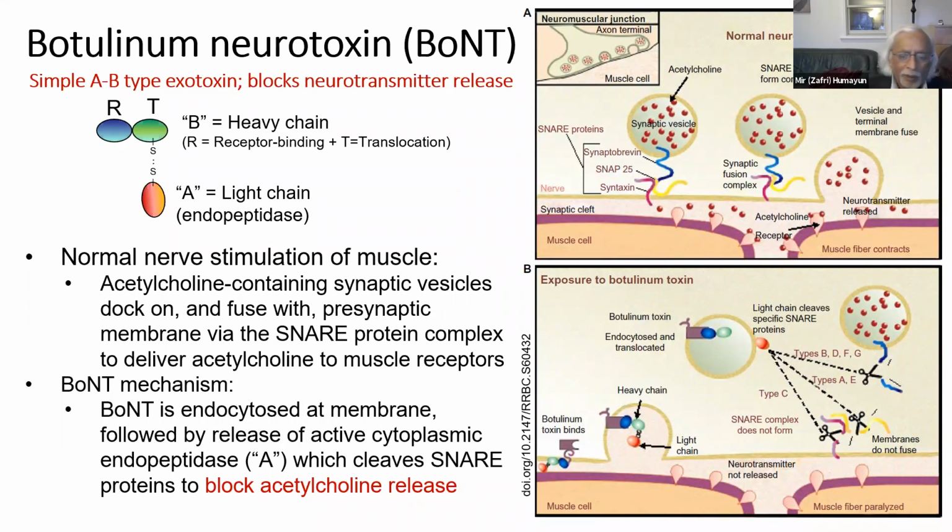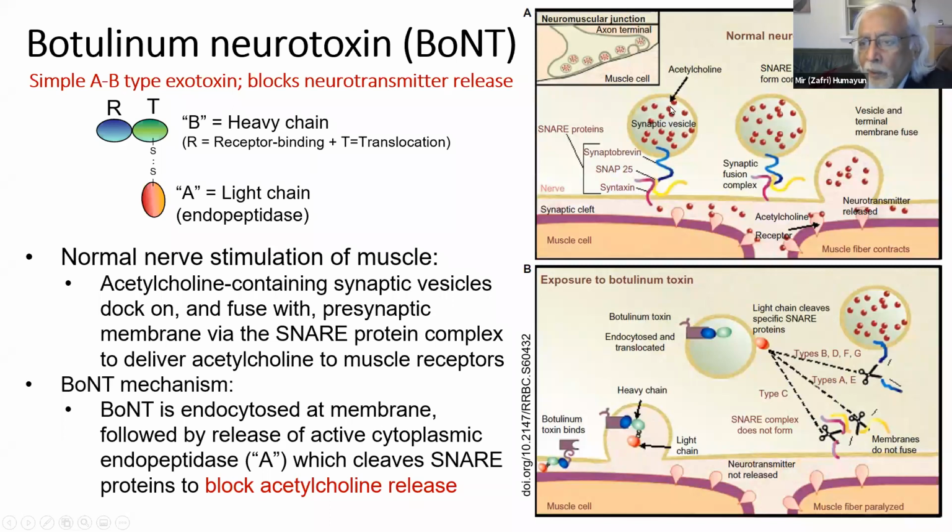This is the normal process. Delivery of acetylcholine requires the following steps. Acetylcholine is not present in free form inside the axon terminal. Instead, it is enclosed in vesicles called synaptic vesicles.